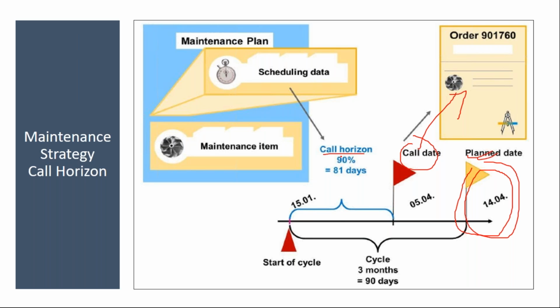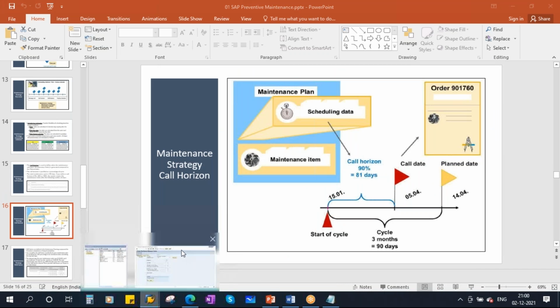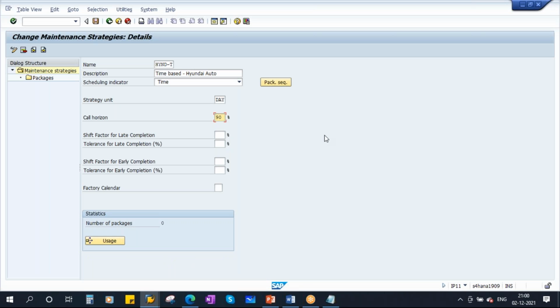So this call origin is basically to give the cushion time for the planner to plan his activities, like checking the spare parts availability, checking the technicians availability, or some other availability he has to check, right? So for that, he will use this buffer time, cushion time. That's why they use this call origin. Normally in the real time, they will maintain call origin as normally 90% or 80% based on my previous experience. Okay, so that is a call origin. Here you maintain the call origin, so I'll maintain 90%.